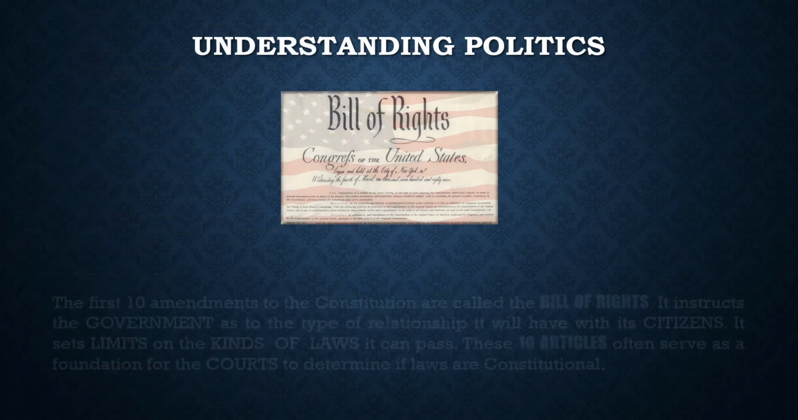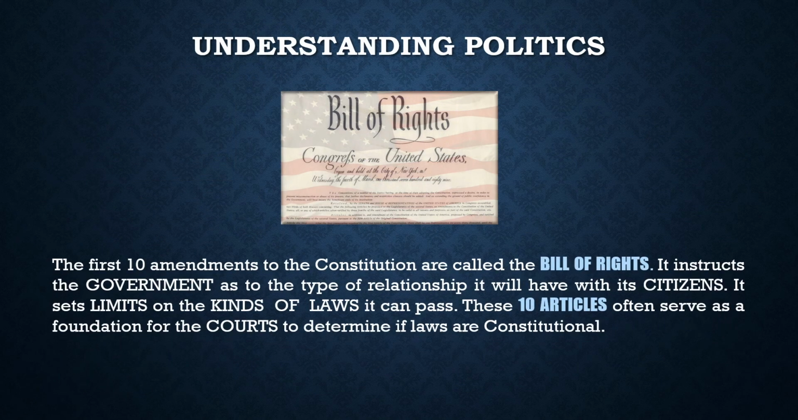Bill of Rights. The first 10 amendments to the Constitution are called the Bill of Rights. It instructs the government as to the type of relationship it will have with its citizens. It sets limits on the kind of laws it can pass. These 10 articles often serve as a foundation for the courts to determine if laws are constitutional.